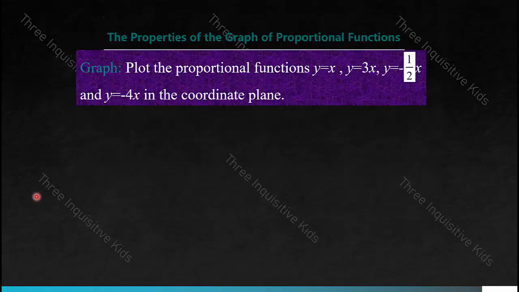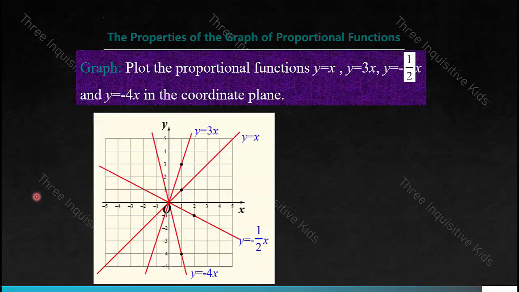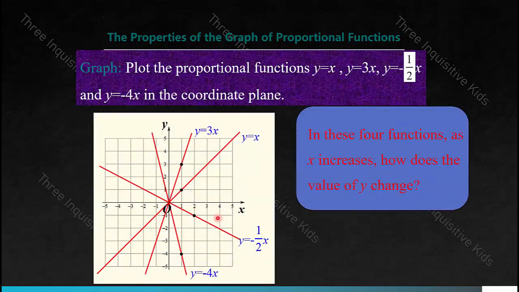The properties of the graph of proportional functions. Graph. Plot the proportional functions y is equal to x, y is equal to 3x, y is equal to negative 1/2 x, and y is equal to 4x in the coordinate plane. Graphed, they would all look like this.